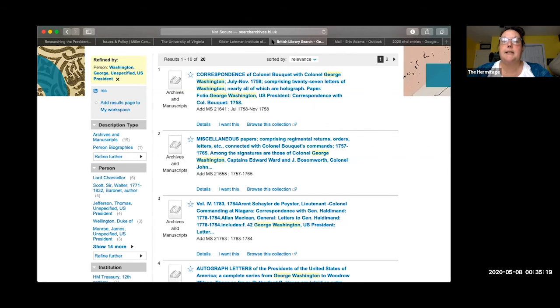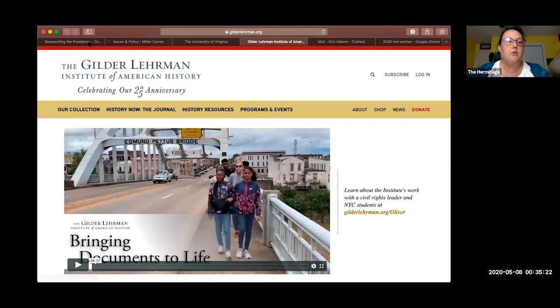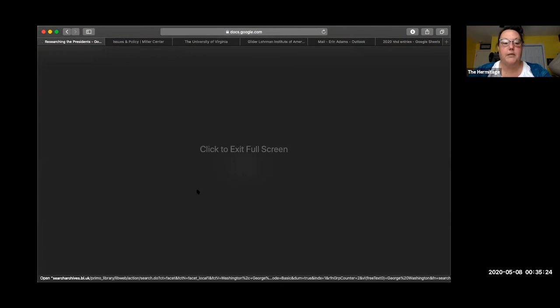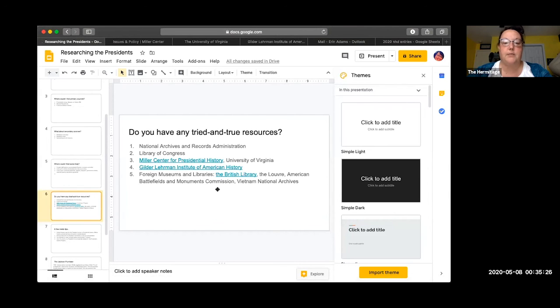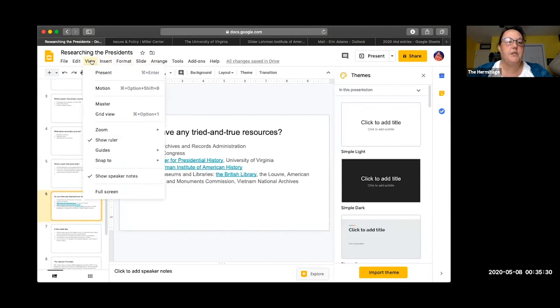So understand that the presidents have foreign relationships as well, and that those nations themselves are probably keeping archives of their own.